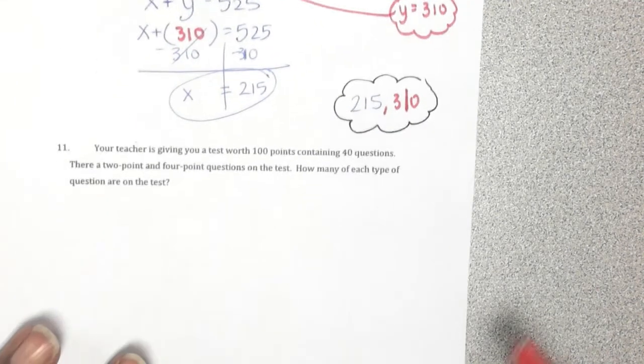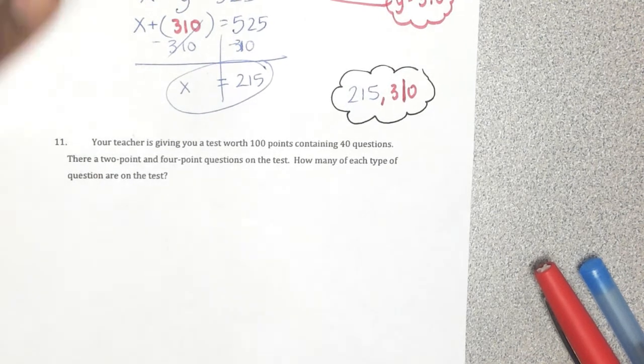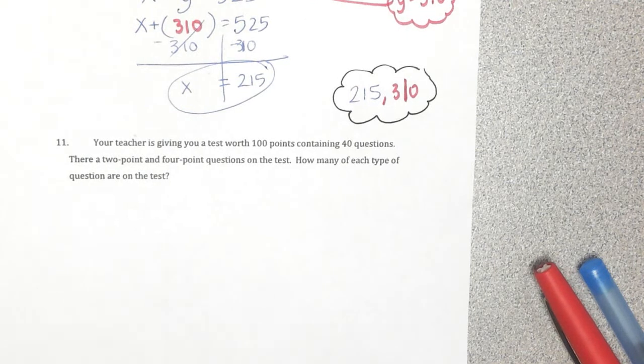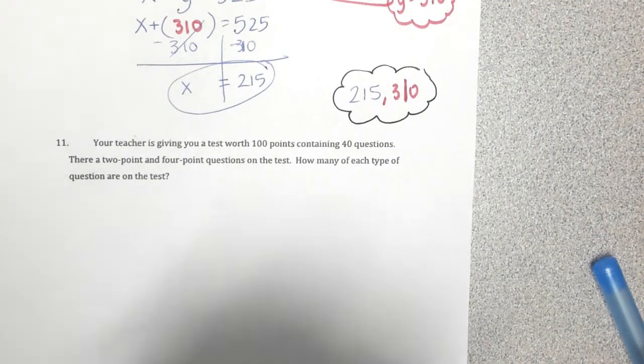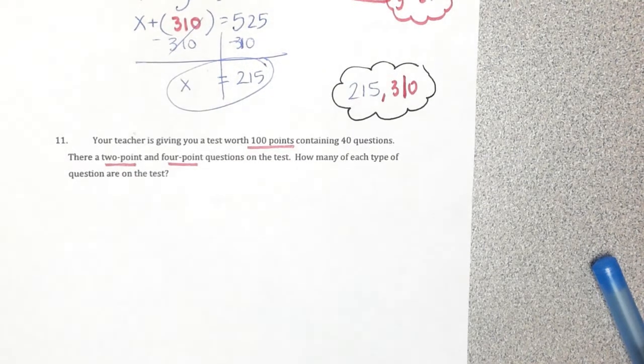Okay. Number 11. Let's make sure you set it up right first. Number 11 is just like number 10, the money, money, money. But this time they talk about points, points, points. All need to be in the same equation. Very similar to the money, but in this case, it's not really money, it's points.